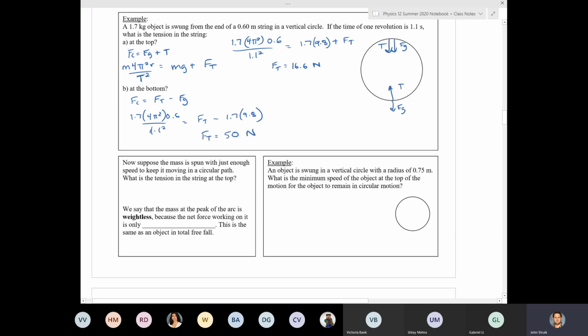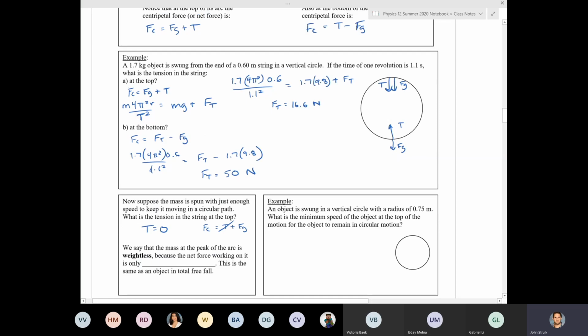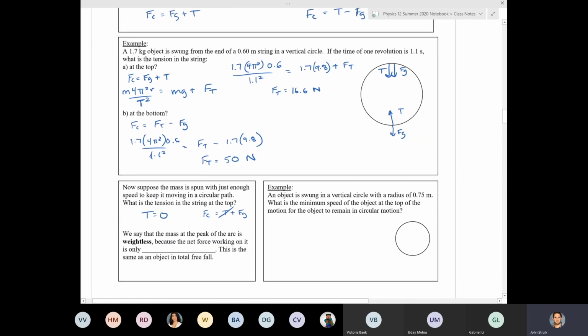Now suppose the mass is spun with just enough speed to keep it moving in a circular path. Technically at the top, at the minimum speed you need, tension can be 0. So there is a speed at which you can swing this where, because your FC at the top is equal to T plus Fg, you don't need the tension. Fg is enough to cause centripetal force. And so at the top, at a minimum speed, tension can be 0.